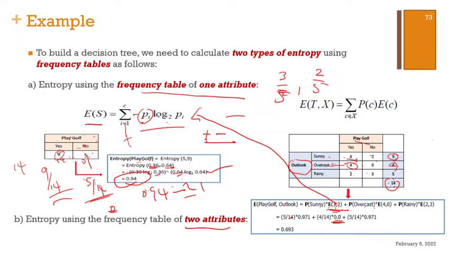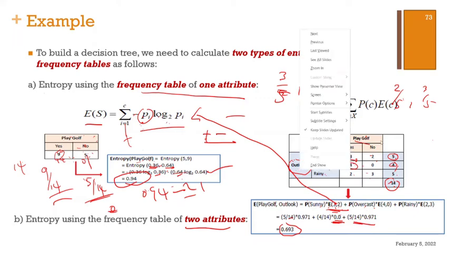And then you move to the last one. When it is raining, you have 5 out of 14 as the probability of raining. Then you have entropy for 2,3, where you have the probability 2 out of 5 and also 3 out of 5. Use that and you are going to get this. So finally, this is how you get entropy for the big guy here, play golf given outlook.